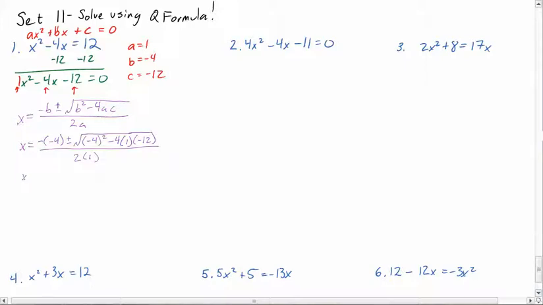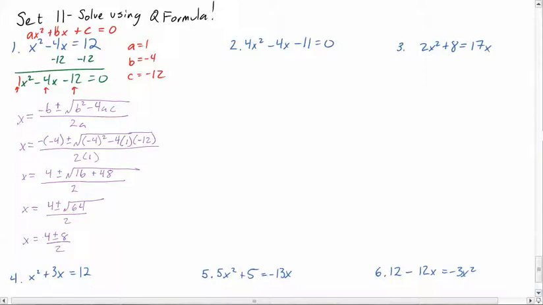At this point we start simplifying. So that's negative 4, which is positive 4, plus or minus the square root of negative 4 squared, which is 16. Negative 4 times negative 4 is 16. Negative 4 times 1 is negative 4. Negative 4 times negative 12 is positive 48. All over 2 times 1, which is 2. We're now down to x equals 4 plus or minus the square root of 16 plus 48 is 64 over 2. So x equals 4 plus or minus 8 over 2.